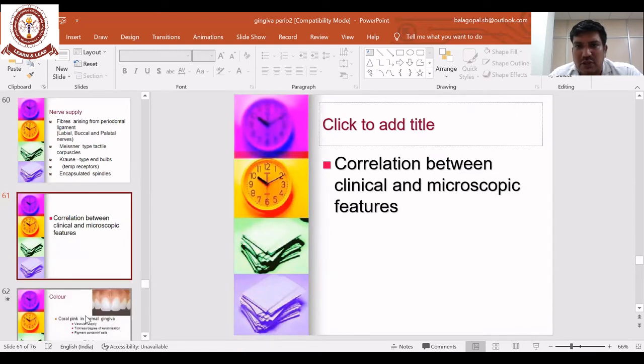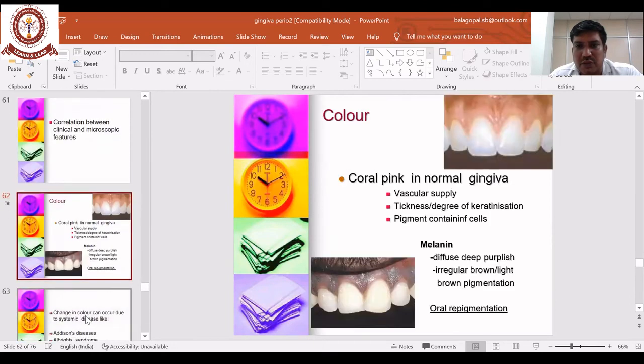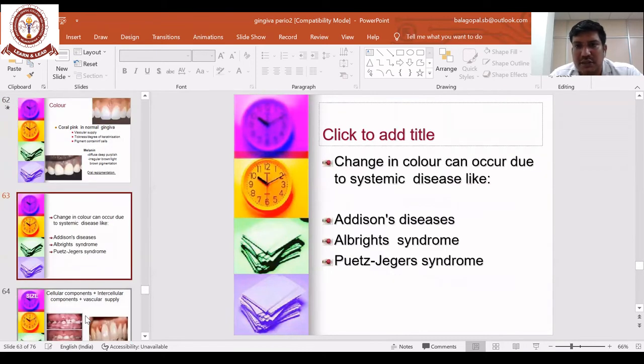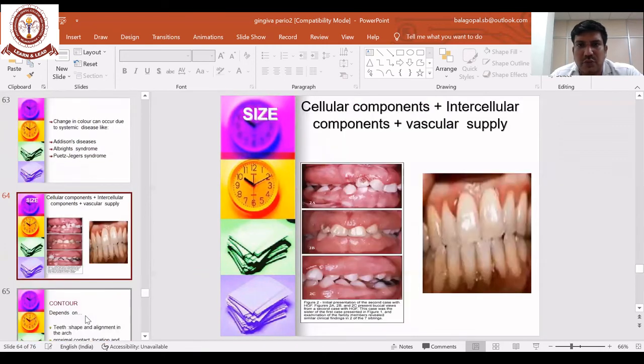Now we see the correlation between the clinical and the microscopic features. So we see the color, contour, and consistency. The normal color of the gingiva is coral pink. It is due to the vascular supply, the thickness of the keratinization, and the melanin pigment. Melanin, as I previously told, is the color-giving pigment of the gingiva. It gives a diffuse, deep purplish to irregular light brown pigmentation. Changes in color occur during systemic diseases like Addison syndrome, Albright syndrome, and Peutz-Jeghers syndrome.